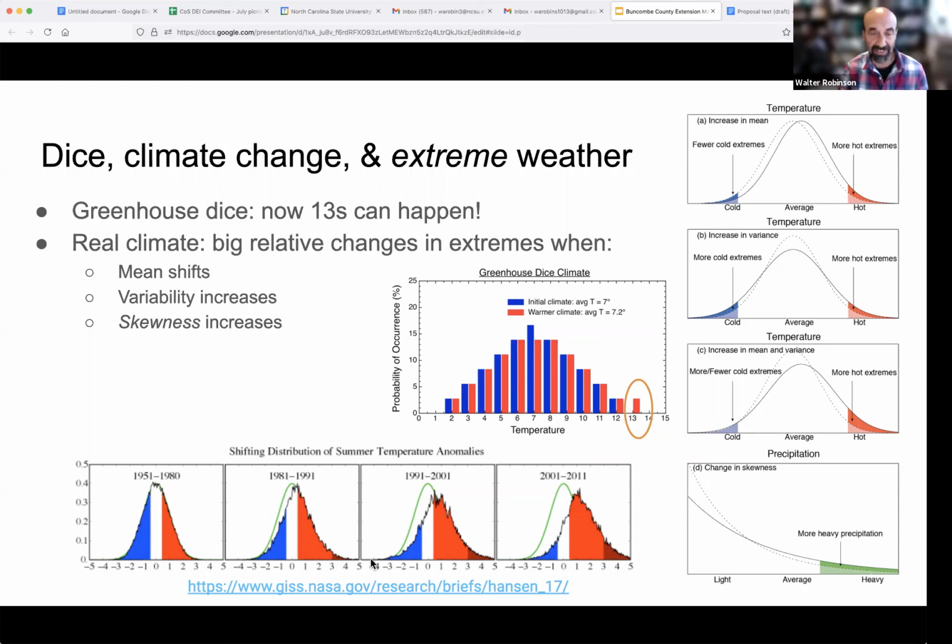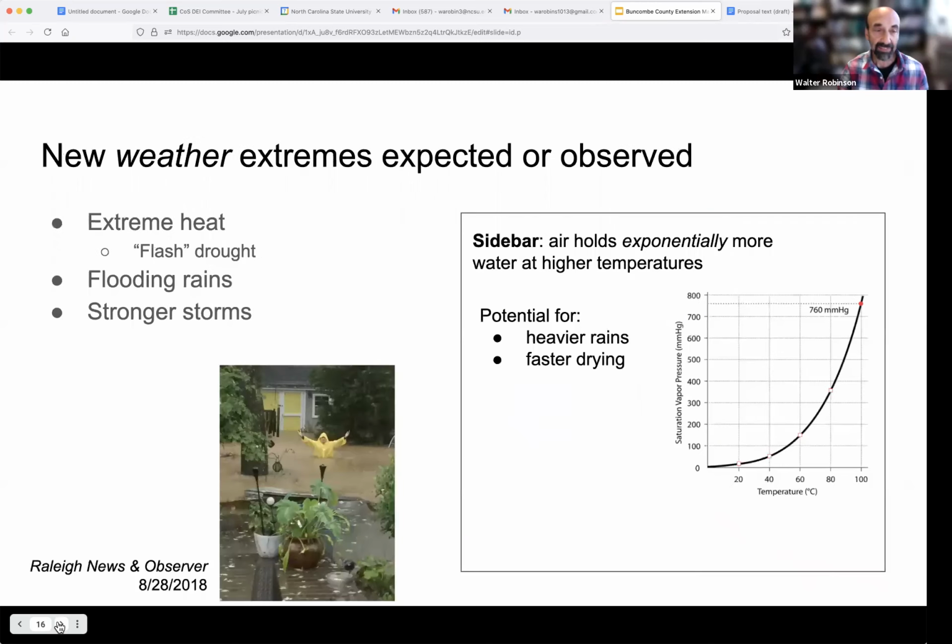I don't want to go into detail about this, but these were temperatures that became common that were very, very rare in the earlier period due to global warming. So a big change in extreme heat. It's something we just expect from the basic statistics or mathematics of a bell curve or normal distribution if you shift the mean, and maybe change the shape a little, as seems to be happening. So new weather extremes should be expected and observed.